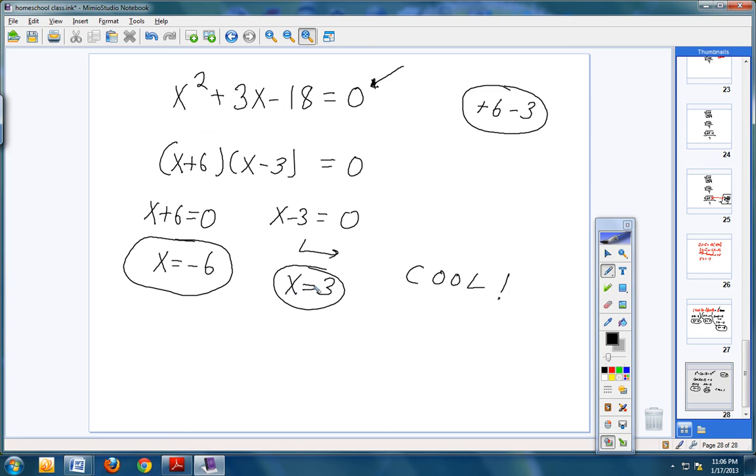Are you also telling me if I put a 3 in all these x's, I would get a 0 out? Yes, you would. That is correct. These two numbers here satisfy this equation. Alright, let's try another one.